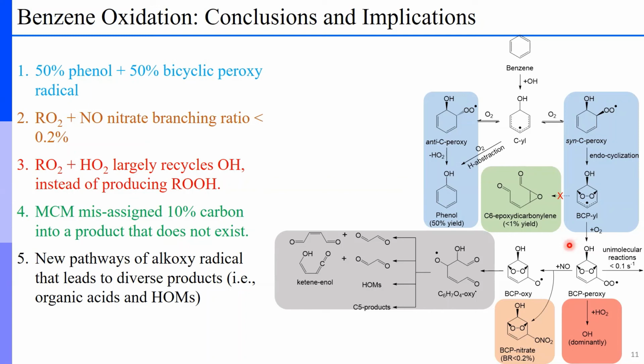The third finding is that the RO2-HO2 reaction largely produces OH instead of organic peroxide. And whether the RO2-HO2 reaction recycles OH or produces peroxide directly affects the atmospheric oxidation capacity in future low-NOx scenarios. And fourth, MCM misassigned about 10% of carbon into a product that doesn't exist. And the carbon misassigned by MCM is likely associated with the products from the newly identified reactions of this multifunctional alkoxy radical.